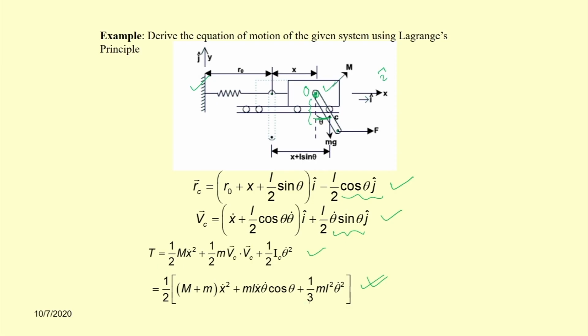Here you just see, if you take rotation about O, that will be equal to 1/3 m l square theta dot square. You can see a coupled term here, which contains both x dot and theta dot. Here you have a term x dot square, and here you have a term theta dot square. So completely this is a 2 degrees of freedom system, with x as one degree of freedom and theta as another degree of freedom.